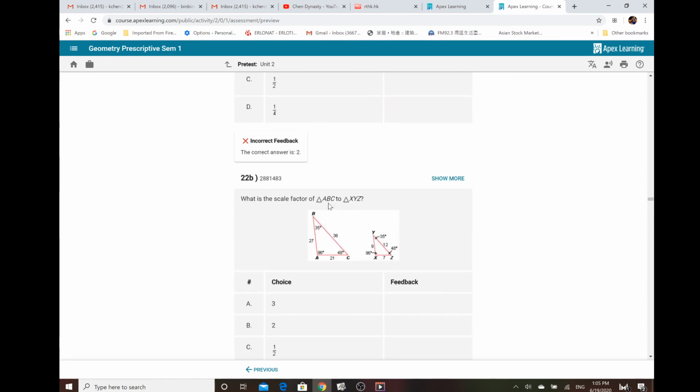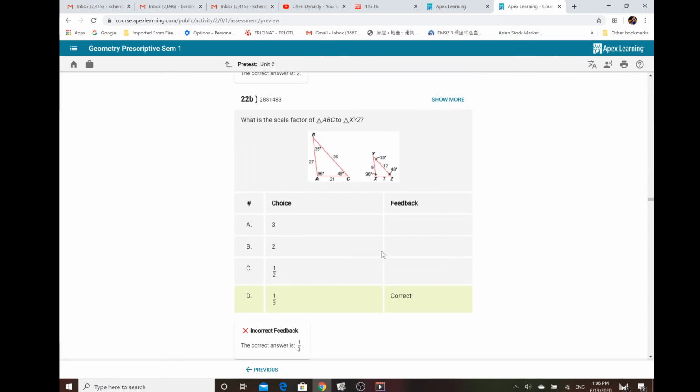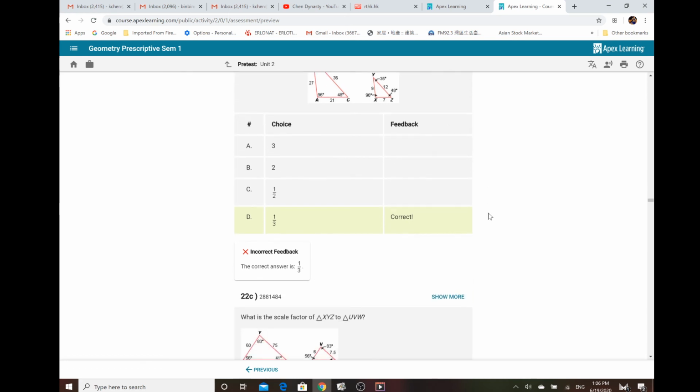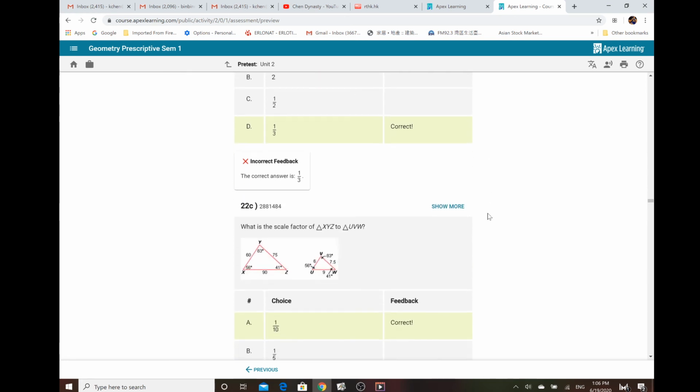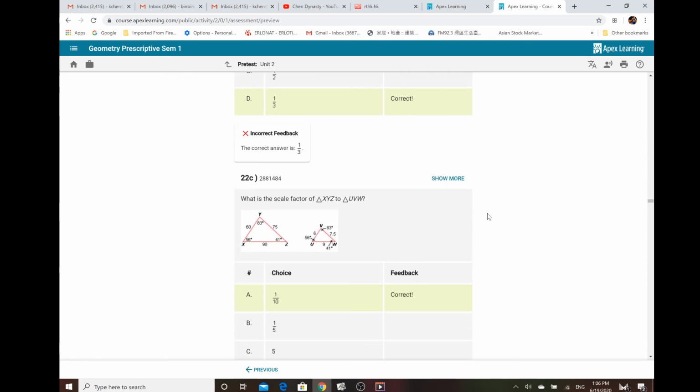The next one, triangle ABC versus triangle XYZ. Again, this one is a bigger triangle from left to right. Bigger triangle versus the small triangle. Again, I would say that the typo is that it's supposed to be 3, because that's a larger triangle compared to the smaller triangle. So there's something wrong with the Apex instruction, the pretest.